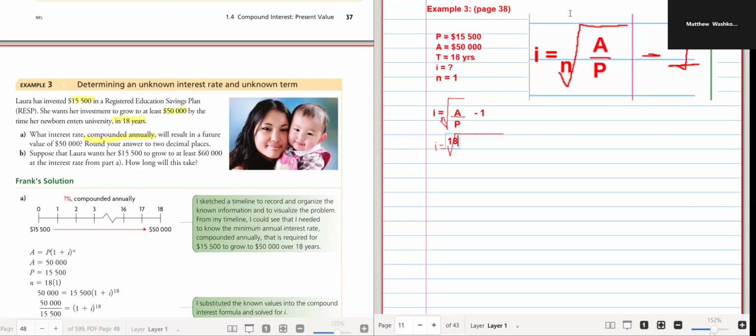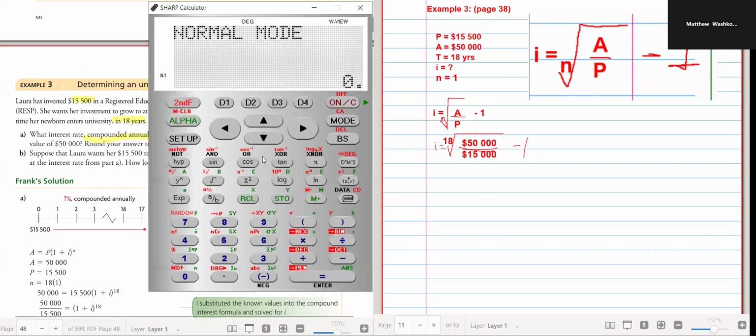So 18, I'll put that in there. Now A, my total amount invested was $50,000 divided by $15,000, which is my present value, right? A over P, all to the power of 1 over 18, minus 1. So throw that in your calculator here.